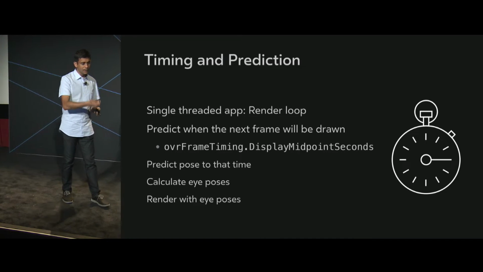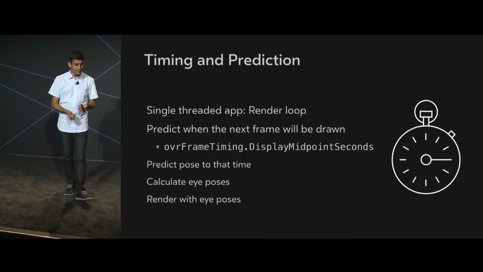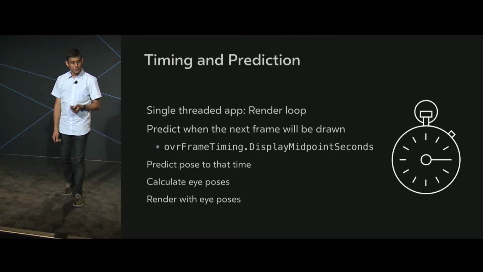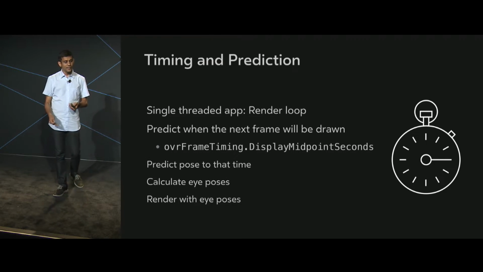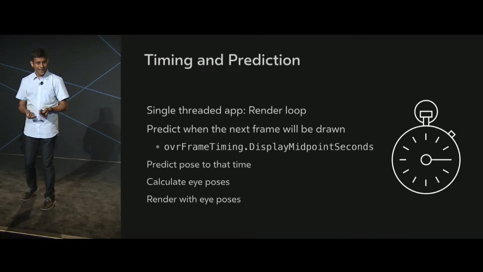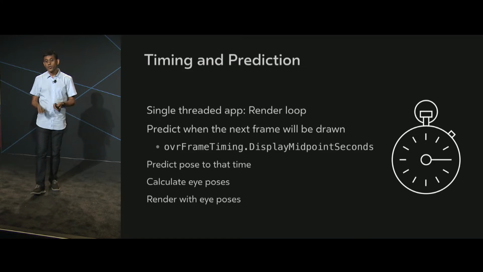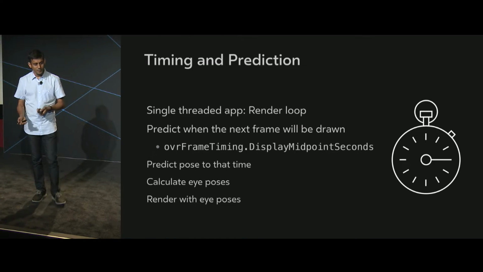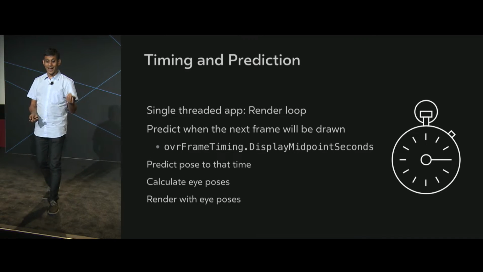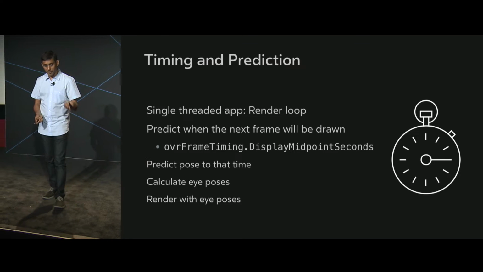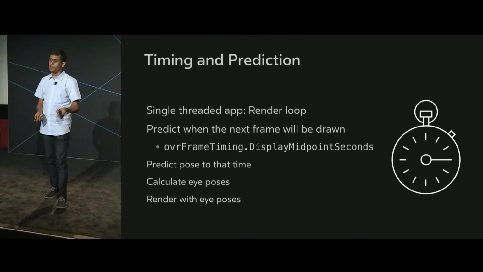Then you get the display midpoint in seconds value that tells you when we expect the next frame to be drawn. Using this, you then try and get a predicted pose at that time. So you call getTrackingState to get the predicted pose and pass the time that you want the predicted pose at. Once you get the predicted pose, you calculate the I-poses from it and then render with these I-poses.